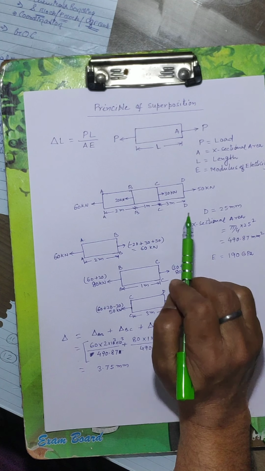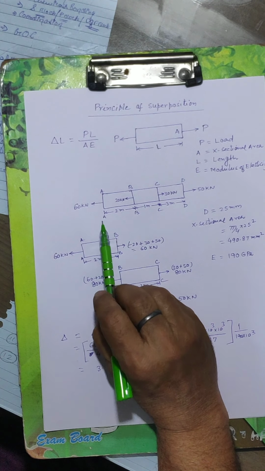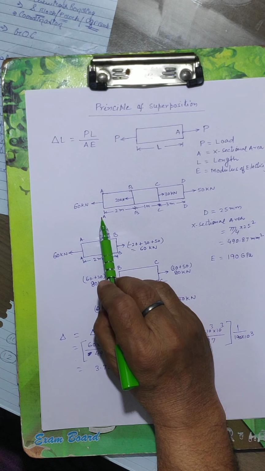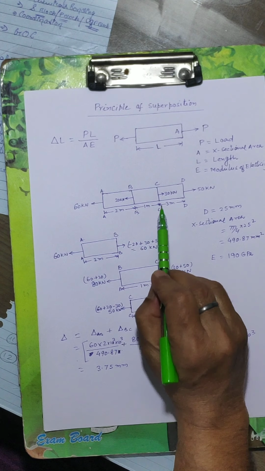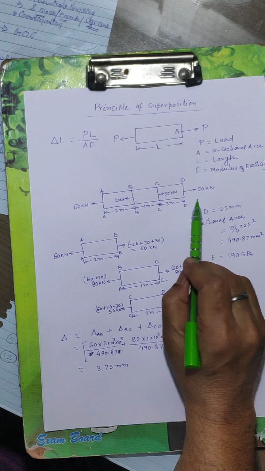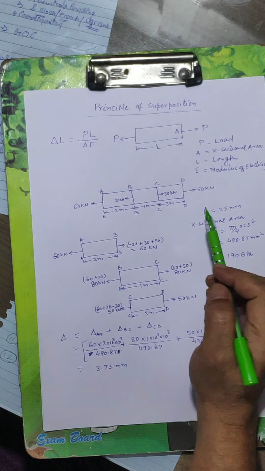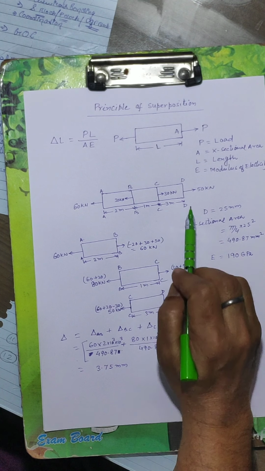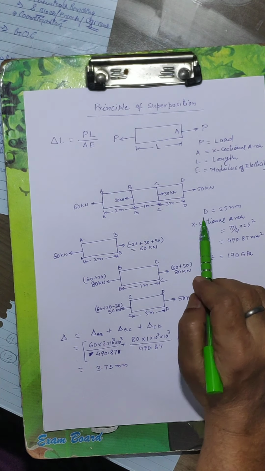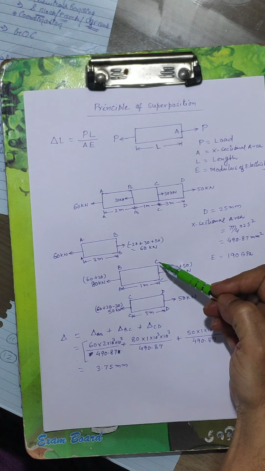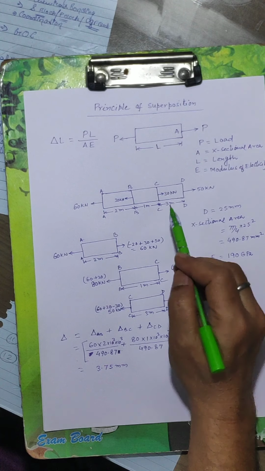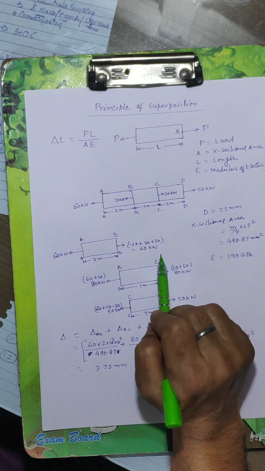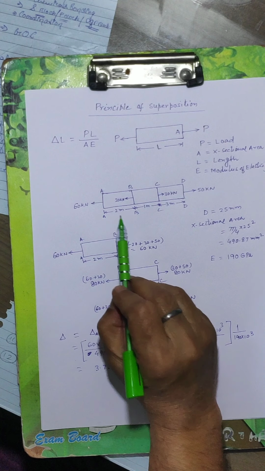So we take an example, a body A, B, C, D. A complete body is AD. When it is subjected to number of forces at different sections, at A 60 kilonewton, B 20 kilonewton, C 30 kilonewton, and at D 50 kilonewton. Now we have to calculate the complete elongation, resultant elongation of this body. So we divide it into different parts. How can we divide this? First of all, we take a part AB.